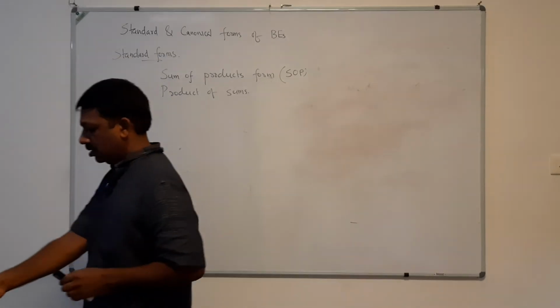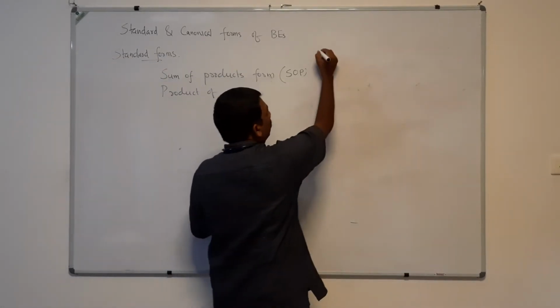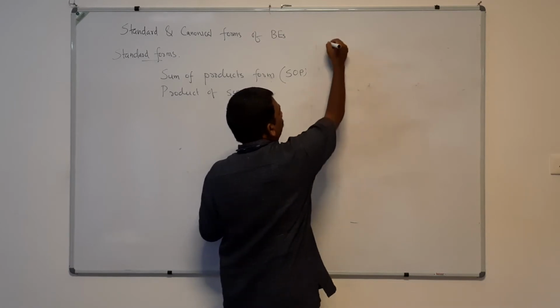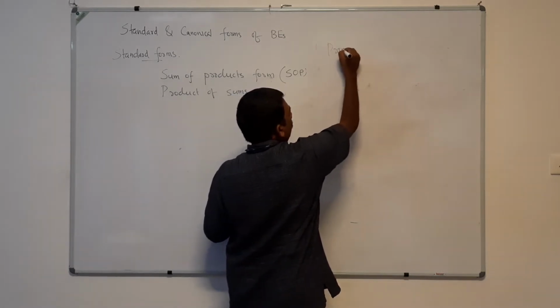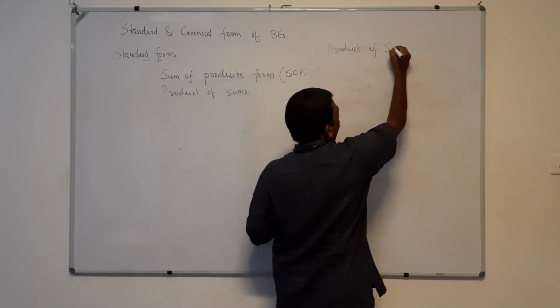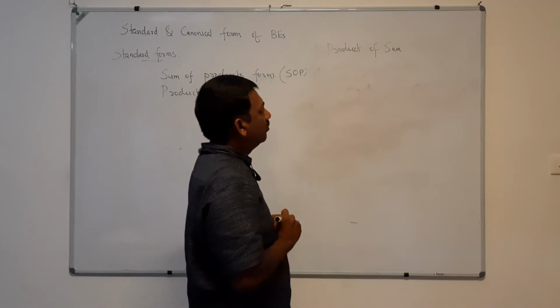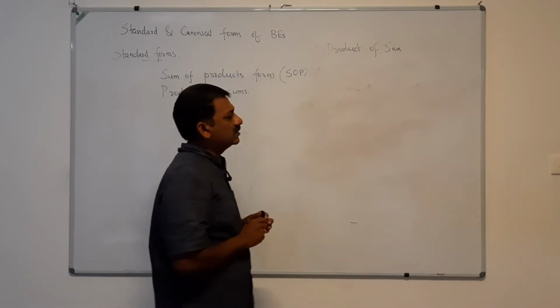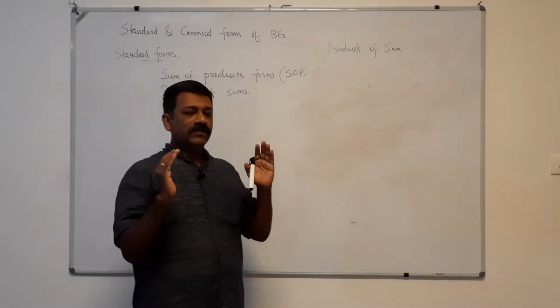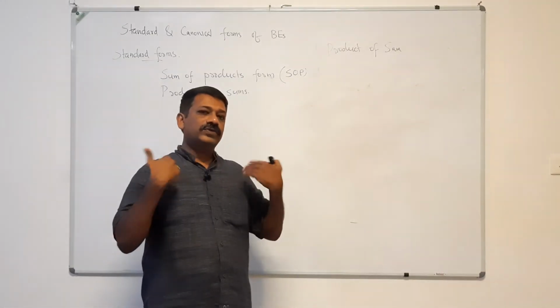Now we are going to have product of sums. Product of sum means you are going to multiply. First of all, you have to take sums and then you have to take products.